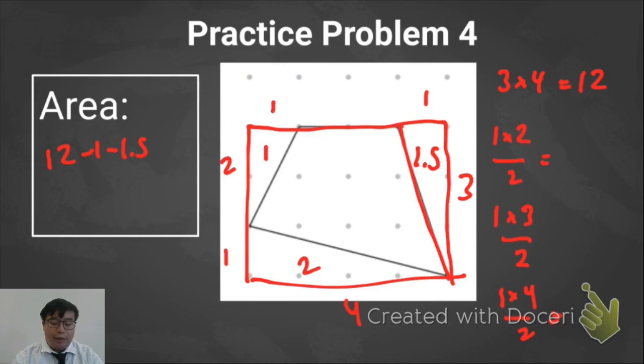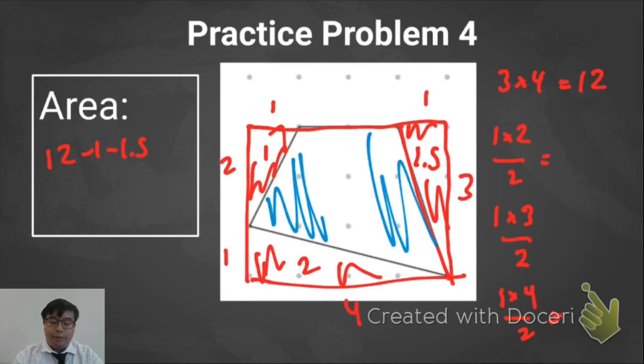So subtracting this 1, subtracting this 1.5, and subtracting this 2, I know that what's left over has to be the area of my shape. So 12 minus 1 minus 1.5 minus 2, that's going to be 7.5.